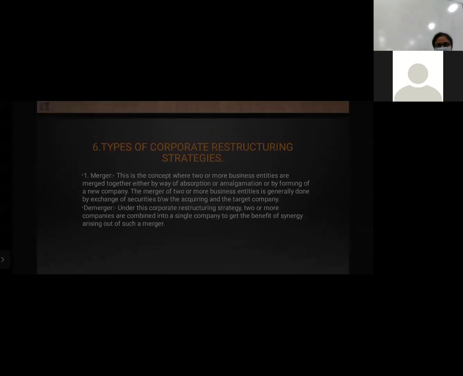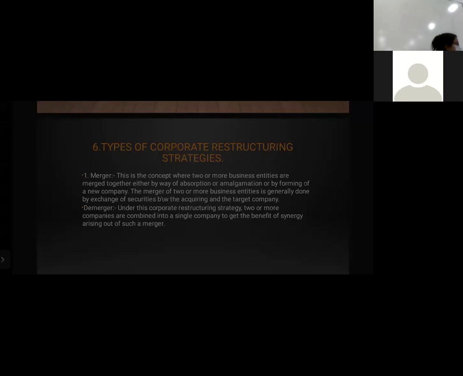A third part is types of corporate restructure. First is merger. This is a concept where two or more business entities merge together by way of absorption and amalgamation, forming a new company. The merger of two or more business entities is generally done by exchanging securities between the acquiring and the target company.